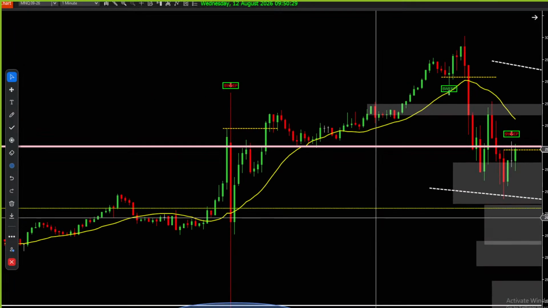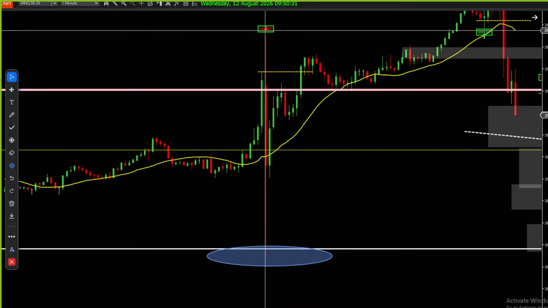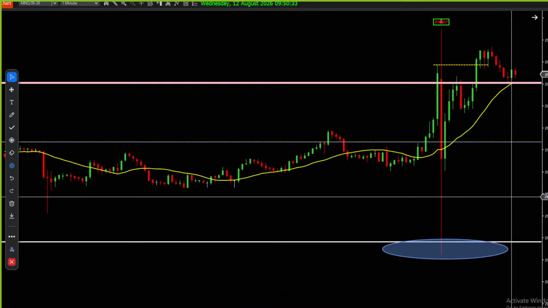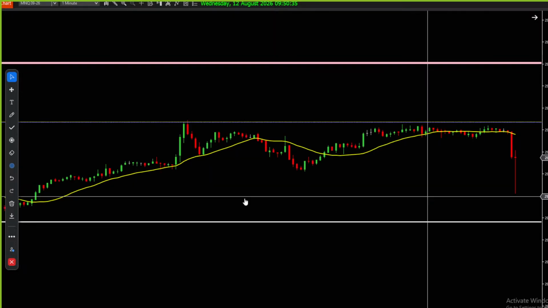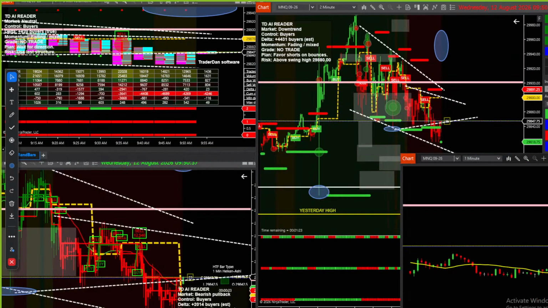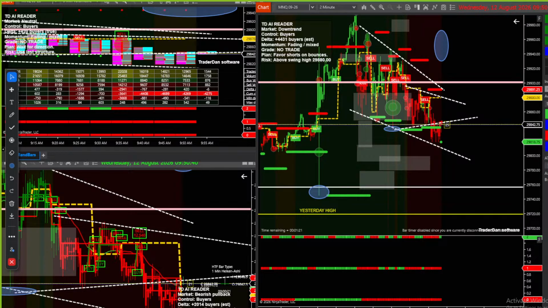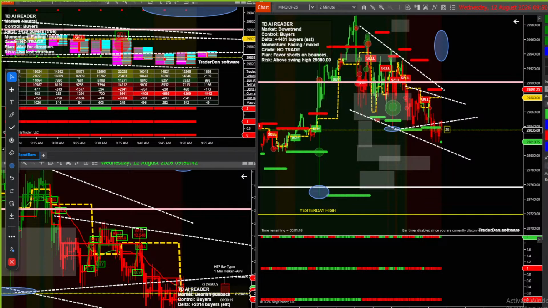If we go back over here, that was a big sweep for a short. Crazy. Yeah, like I said, I don't trade that indicator too much. I'm not a big sweep scalper.